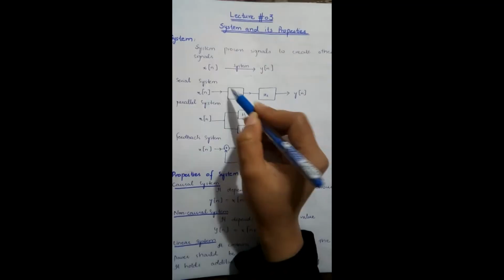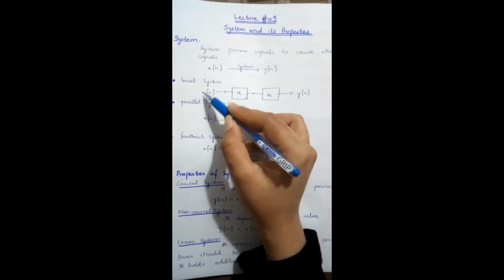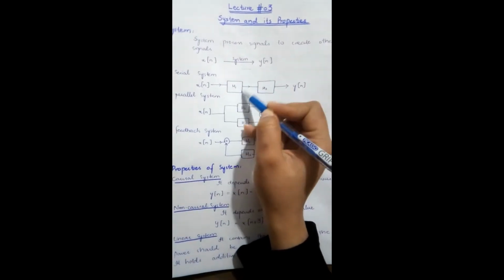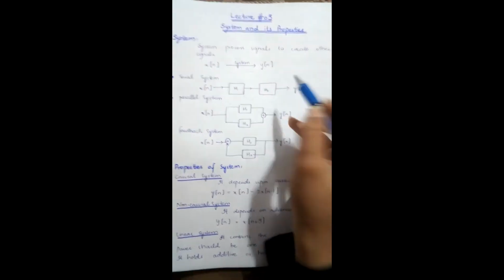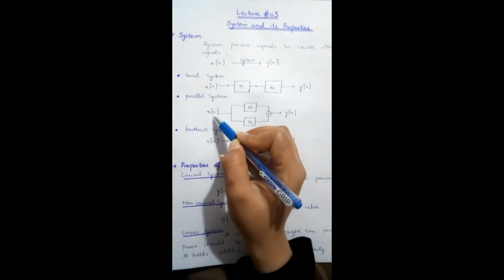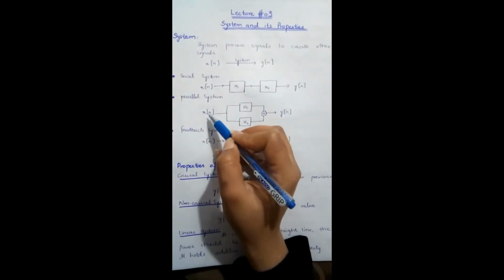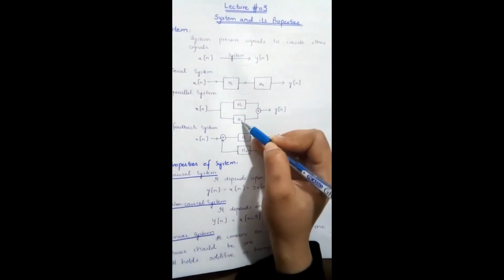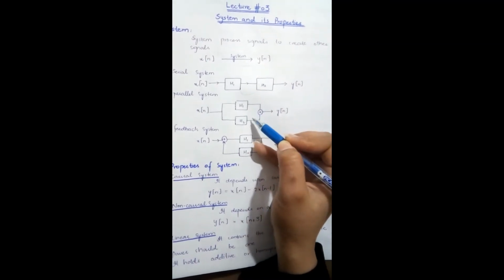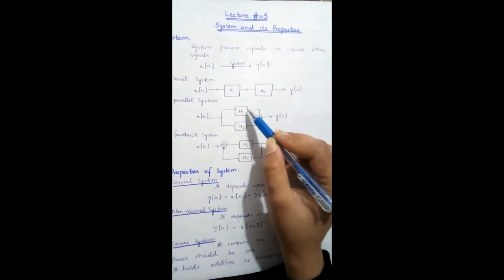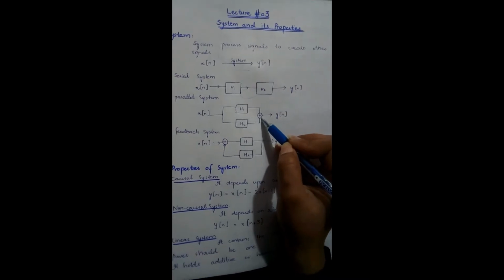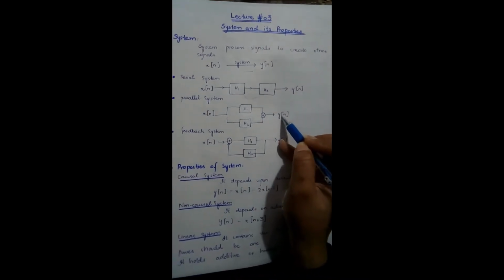In a serial system, x of n is the input, and when we apply this input to the systems connected in series, h1 and h2, it will create an output signal y of n at the output. Now the parallel system: here is the input signal x of n, and this input signal is passed to the two systems h1 and h2, and these systems are connected in parallel, and the responses of these two systems are added at the output terminal, and it will create an output signal y of n.